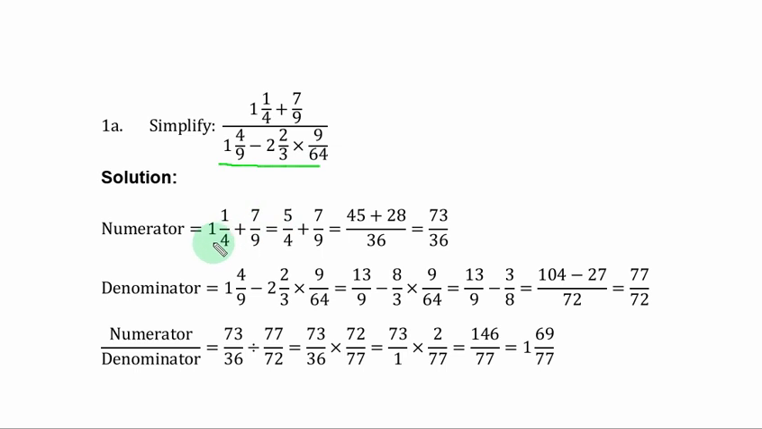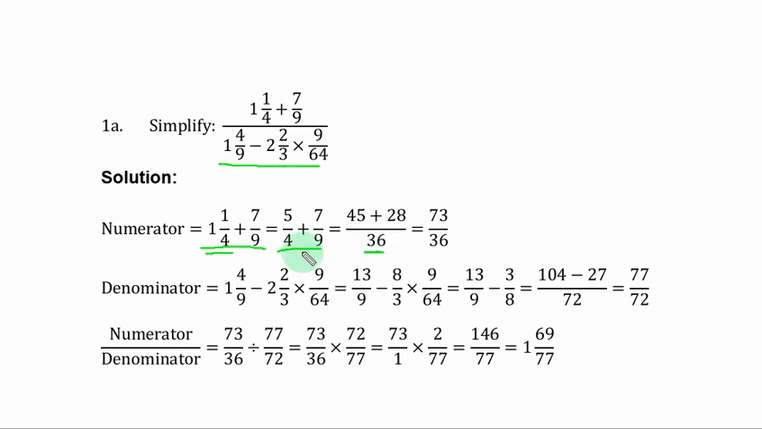So this is the numerator. Let's convert this mixed fraction to an improper fraction, and you have 5 over 4 plus 7 over 9. This is fraction addition, so you find the LCM of 4 and 9, and that is 36. Next, you divide the LCM by each denominator and multiply your answer by the numerator.